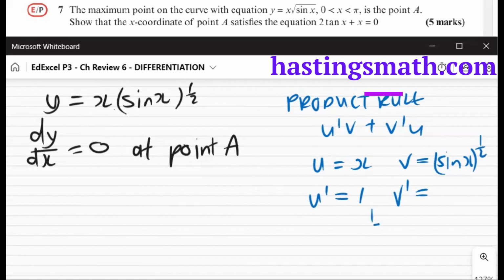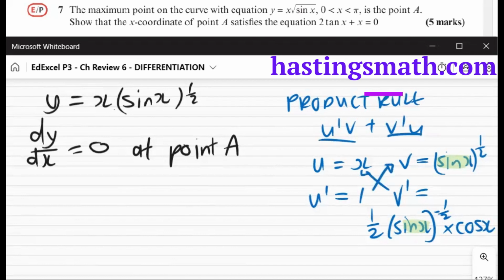It will be a half, bring down the half, times sine x to the power of a half minus 1, so a half minus 1 is negative a half. And you times it by the first derivative of inside the bracket, which is sine x, and its first derivative is cos x. Okay, product rule. So first we do u dash v, 1 times sine x to the power of a half.